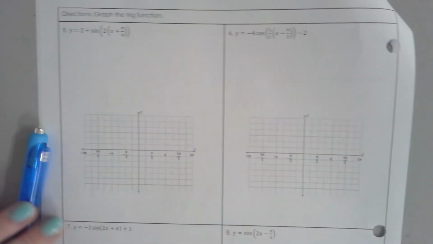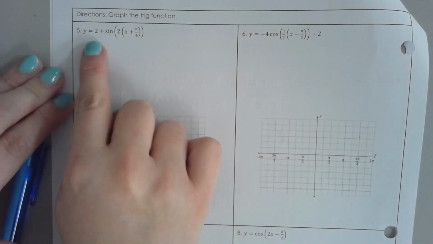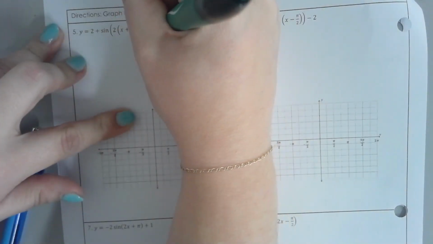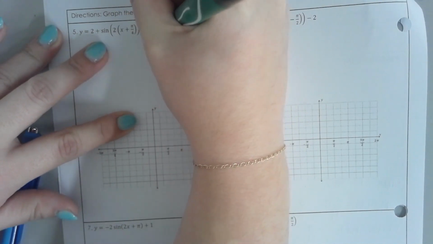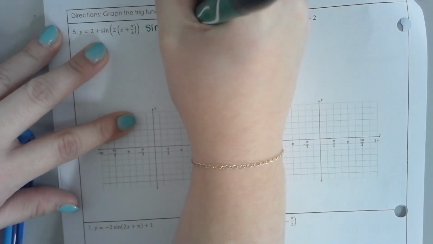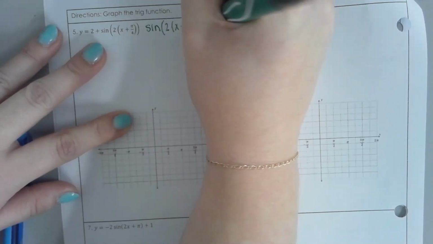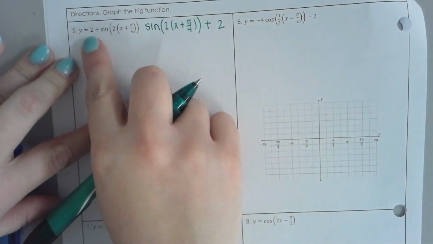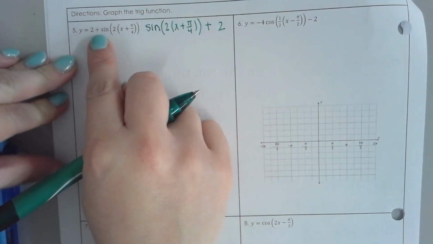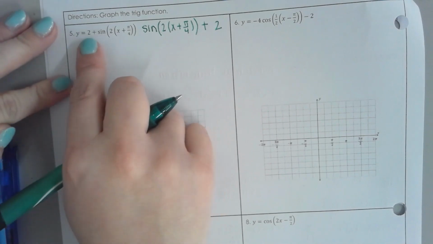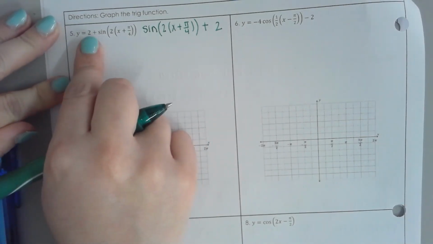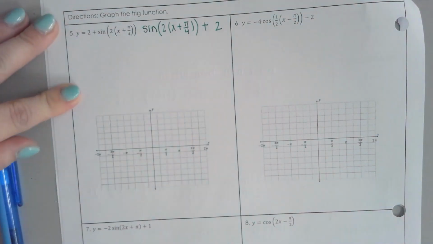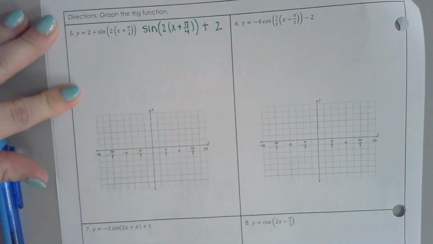Question number 5. Notice how this one is 2 plus. You might want to rewrite it, or you might just want to make a note. Normally we see that number at the end, so make sure you note your midline is 2, your amplitude is not 2. I think it would be very easy to think, oh, that's your amplitude because it's right in front of sine. Well, it's not right in front of sine. The amplitude is what's multiplied right in front. This is added on. So be careful.